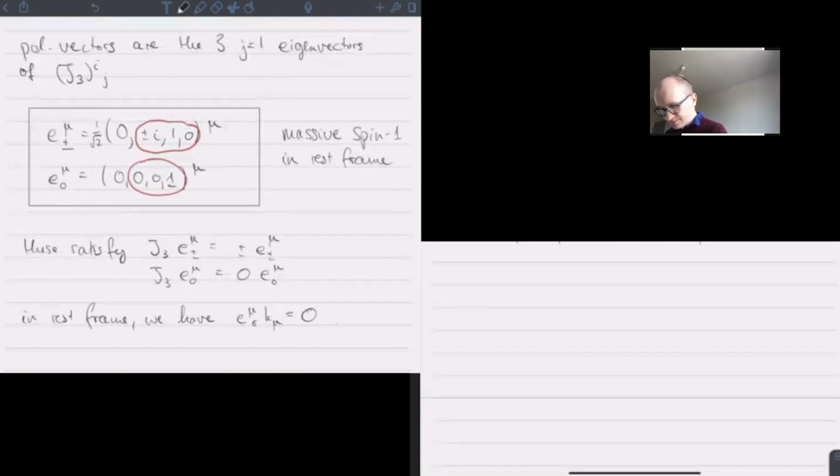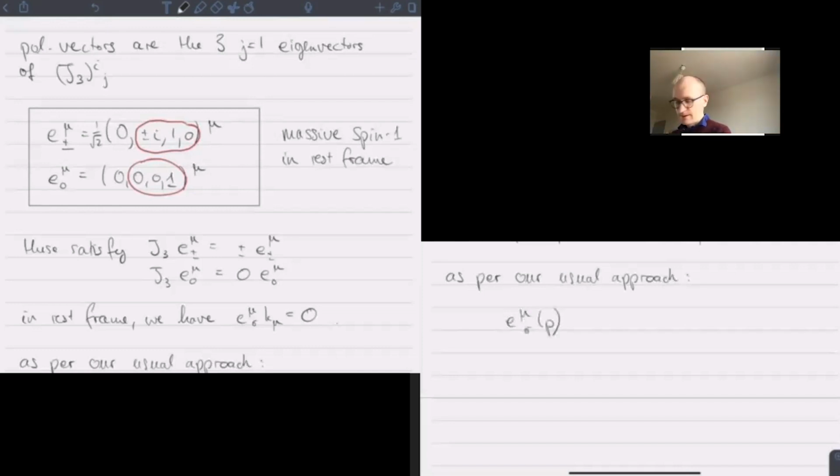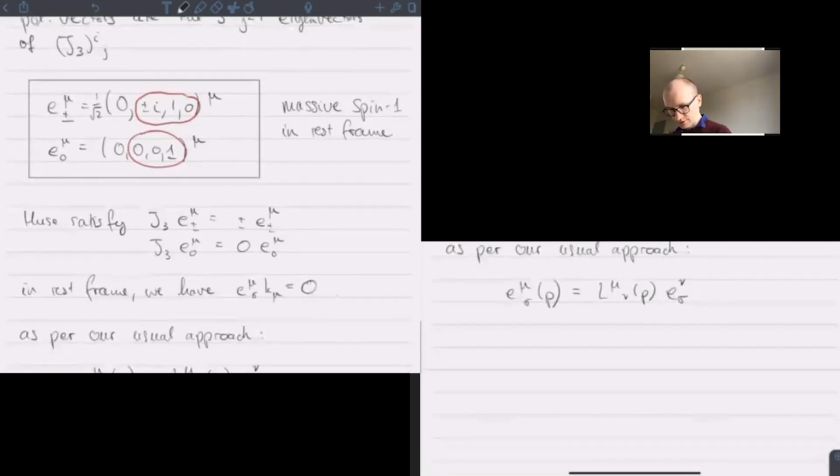So now, we define, as per our usual approach, E^μ_σ in a general frame to be equal to L^μ_ν(P) times E^ν_σ. Again, notice that on the right-hand side I'm not giving an argument. So the rest frame E^μ gives us the general frame E^μ(P) in this way.